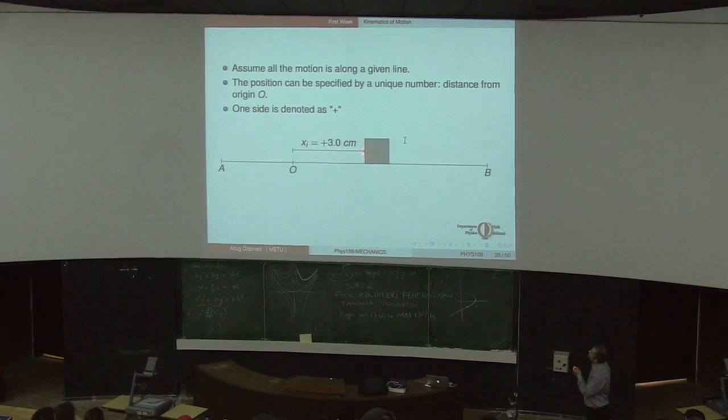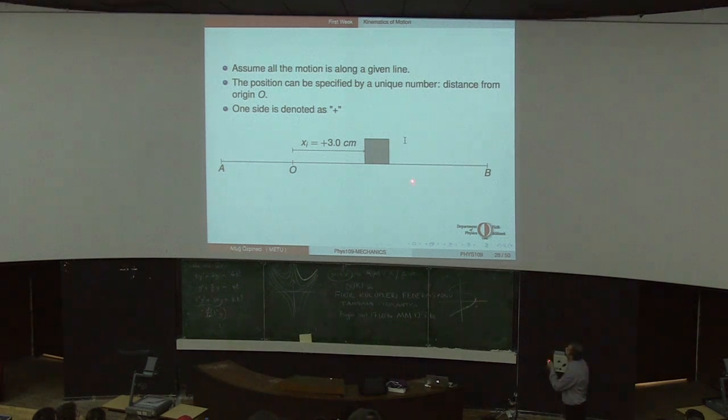origin, well, this is a large object, so to specify the position, I have to fix some point on the object. I will choose this left side. Well, it's a regular shape, so I will choose the left side. So if I know the distance of the left side of this object from the origin, then I know the position of this object completely. That completely specifies the state of my system.